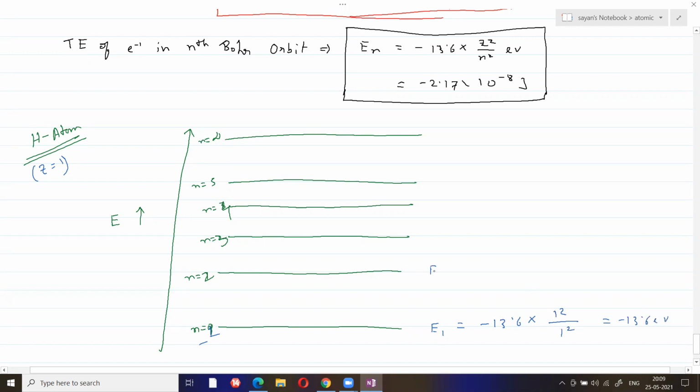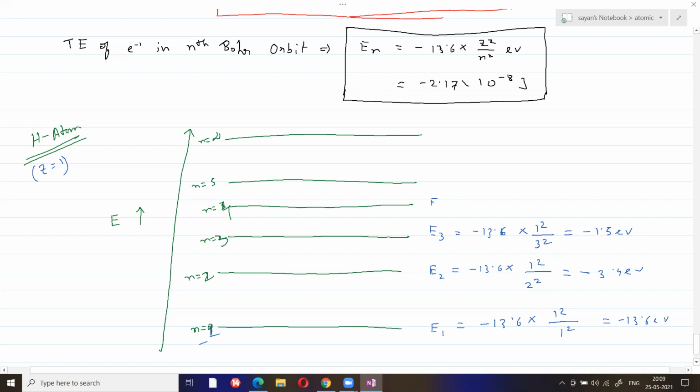Now what is the value of the second shell? 13.6, the Z value is fixed, this one is changing. It becomes, I think, minus 3.4 electron volt. Here E3, energy of the third shell, is minus 13.6 by 3 square. This value we get is minus 1.5 electron volt.